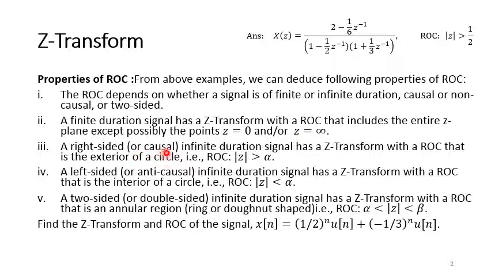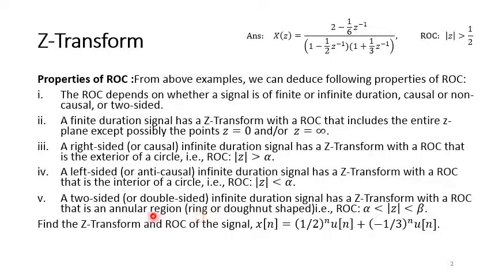The right-sided sequence, or causal infinite duration sequence, has a Z transform with a region of convergence that is the exterior of a circle, that is, absolute of Z is greater than A. Similarly, for the left-sided sequence, which we also call an anti-causal sequence, of infinite duration, the Z transform has a ROC that is the interior of a circle. So absolute Z is less than A.